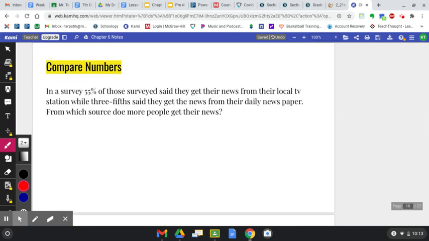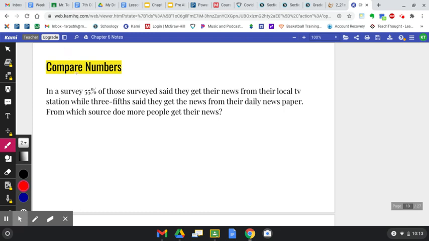All right, comparing numbers, right? We want to be able to get them into the same form in order to compare them. And when we do that, decimal's probably the easiest. It doesn't have to be. You can turn them into fractions and compare them. You can turn them into percents and compare them. But decimal's probably the easiest one to compare, right?